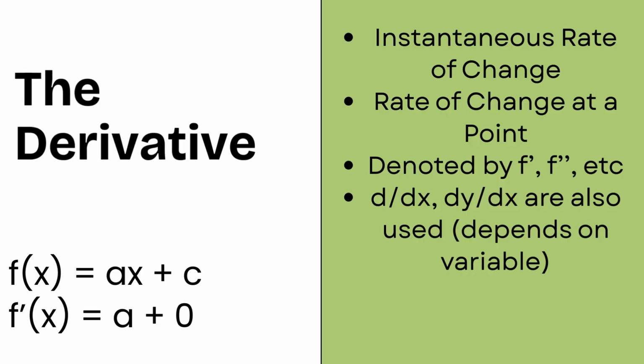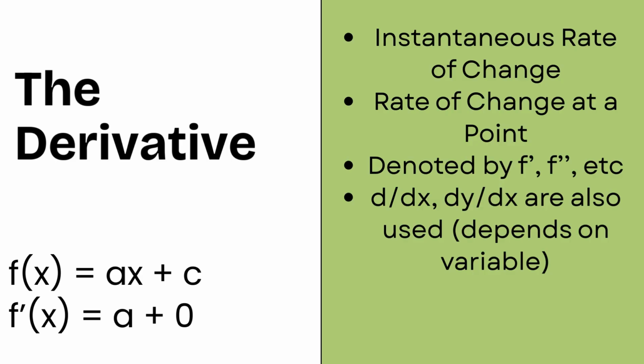Now we're going to start talking about the derivative. The derivative is basically an instantaneous rate of change, or in other words, the rate of change at a point in a function's graph. Again, this is denoted by f prime, f double prime, etc. It depends on what derivative you're trying to find. f prime represents the first derivative, f double prime represents the second derivative, and so forth. And then again, d over dx and dy dx are also used. It depends on the variable that you're taking the derivative with respect to.